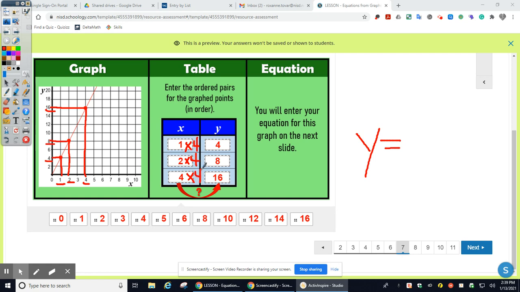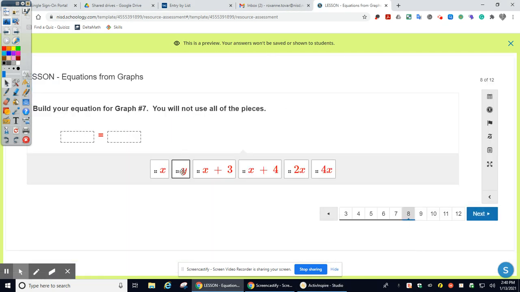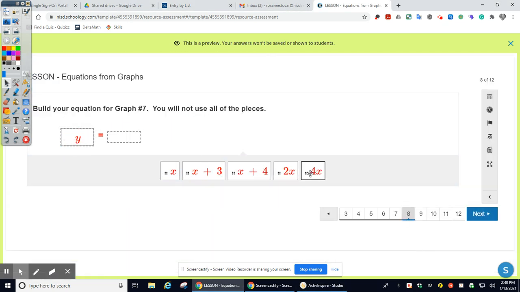So if I'm multiplying x by 4, remember we would write 4x to show multiplication. Remember, there's nothing between the number and the variable to show that you are multiplying. So then I'd come over to number 8, and I would put in y equals, and then put 4 times x behind it.